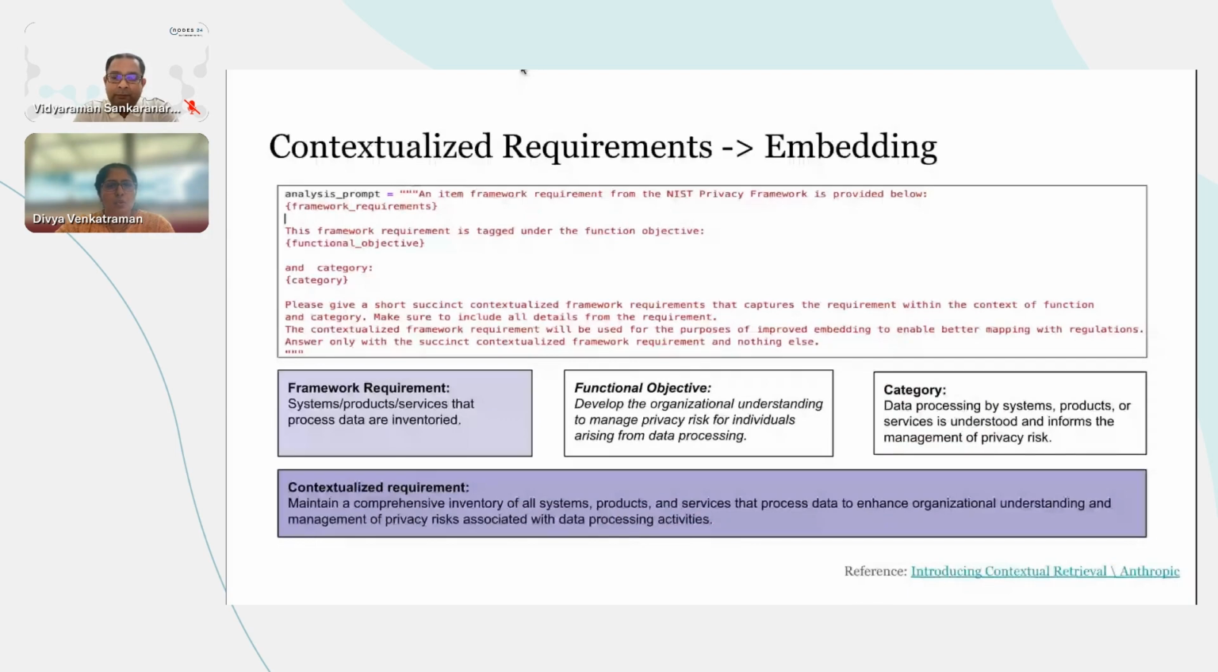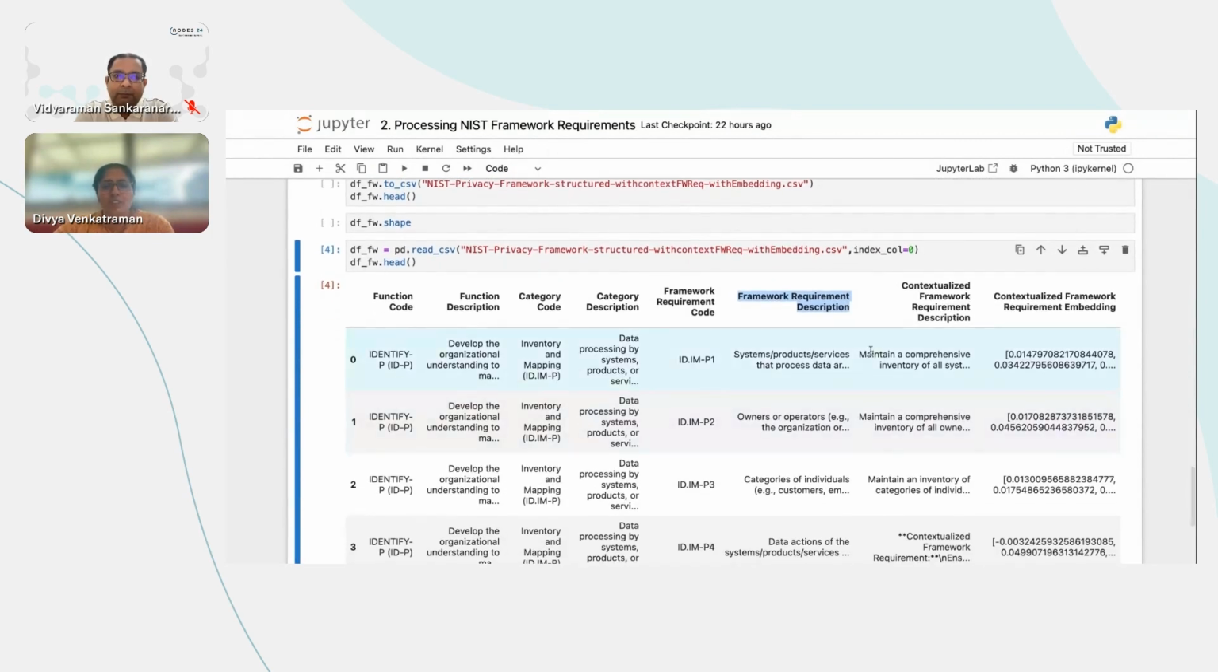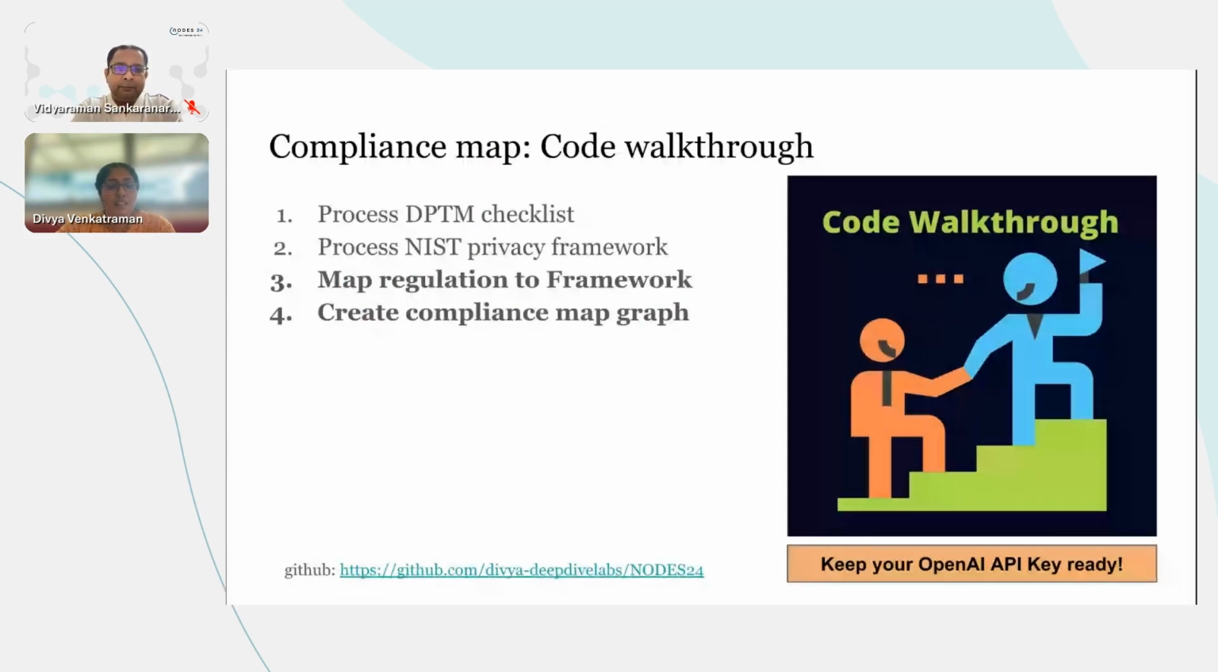So switching to the code, sorry about the constant switch, but hopefully you are able to map together. What we have done is we've gotten the contextualized framework description and the corresponding embeddings as well. Right, so that gives us step 1 and step 2, which we have processed. So let's move on to step 3 and step 4. Step 4 is where we are going to put it into the database. But before that, it's important to understand how we find similarity, right?